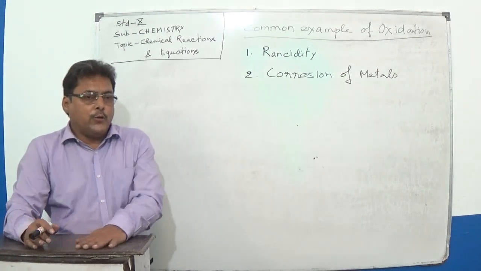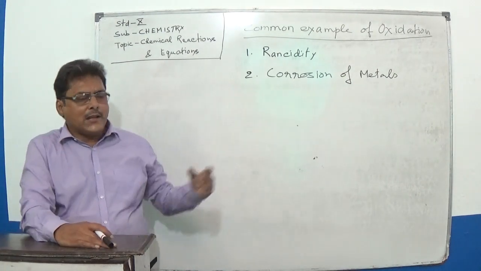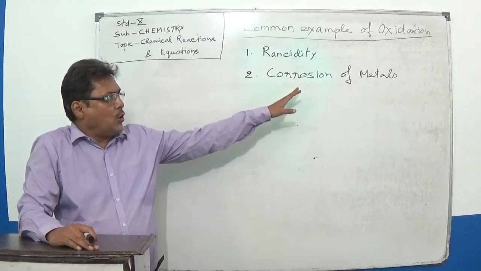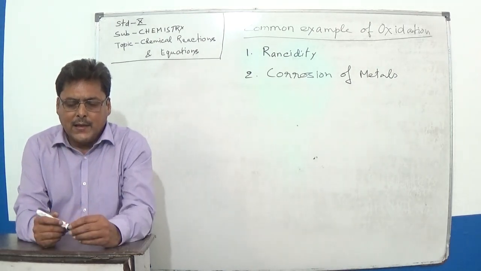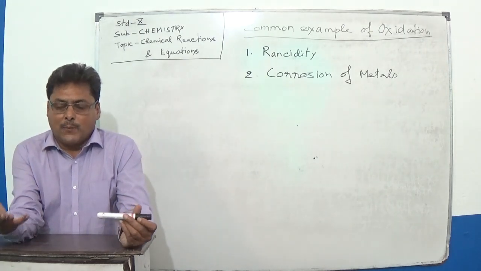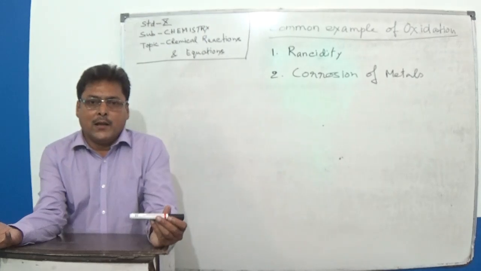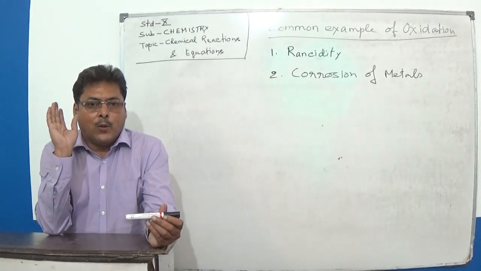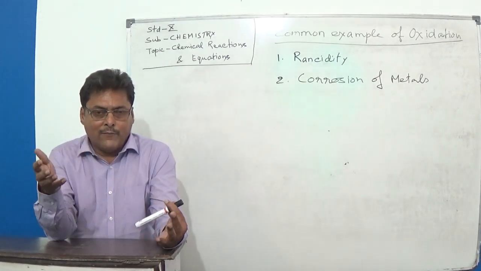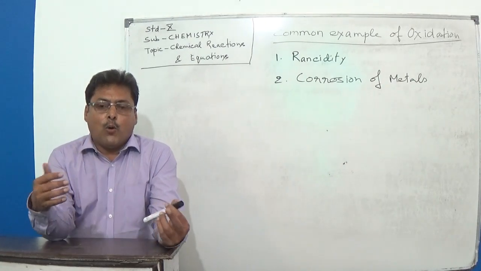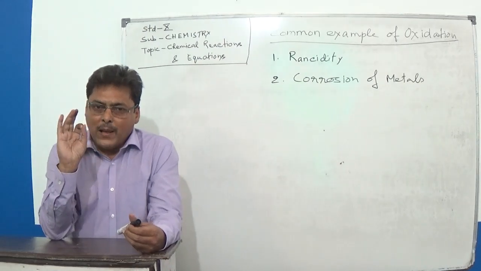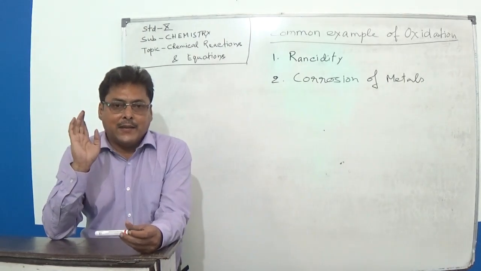Now, as a conclusion, we will discuss two very common examples of oxidation in our daily life. One is rancidity and one is corrosion of metals. Rancidity is when some food goes sour in taste after leaving it exposed in the air. What happens is the fat or the oil, usually in an oily food, if you leave it in the open air, gets oxidized and gives out a bad smell. This is called rancidity.